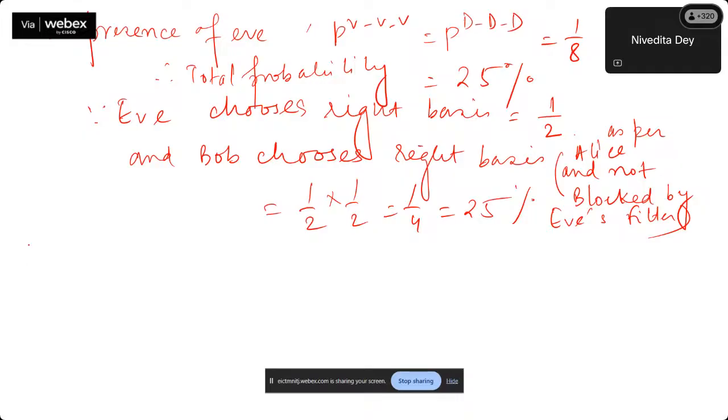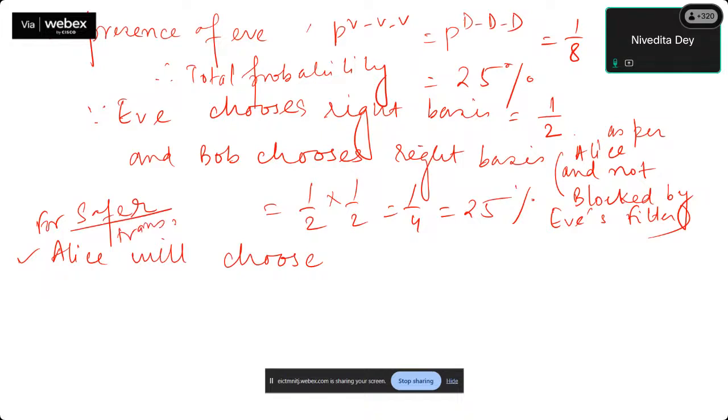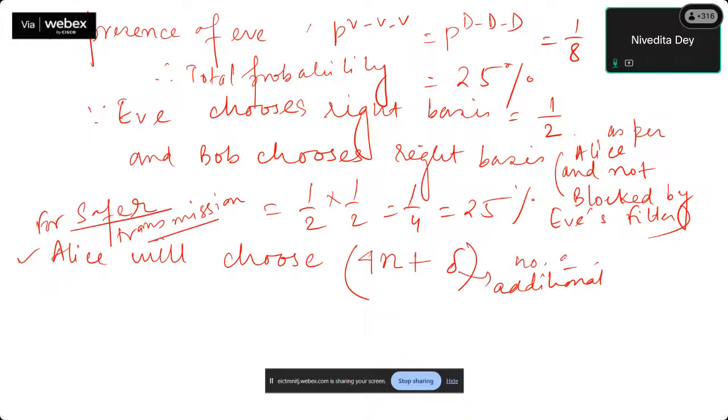So that is why, for a safer transmission to take place, Alice will choose 4 into n. Why? Because out of n being sent, n by 4 are the successful bits transferred. So in order to successfully transfer all n, Alice chooses 4n bits. That is 4 into n by 4, after cancelling out, plus delta. Delta is just for some safety bits, some additional parity, an additional number of bits.